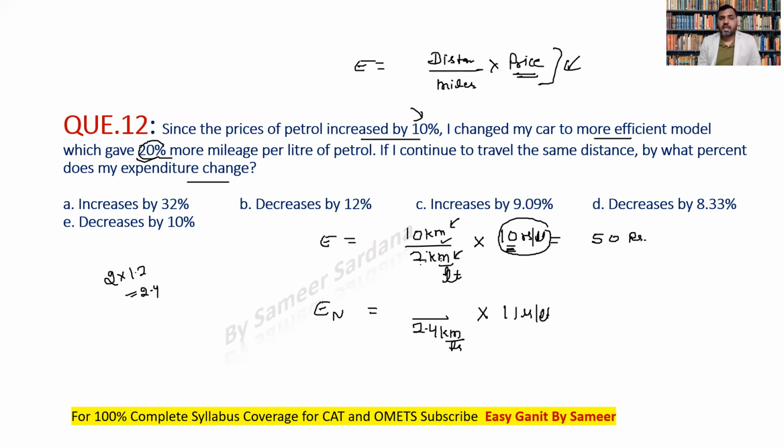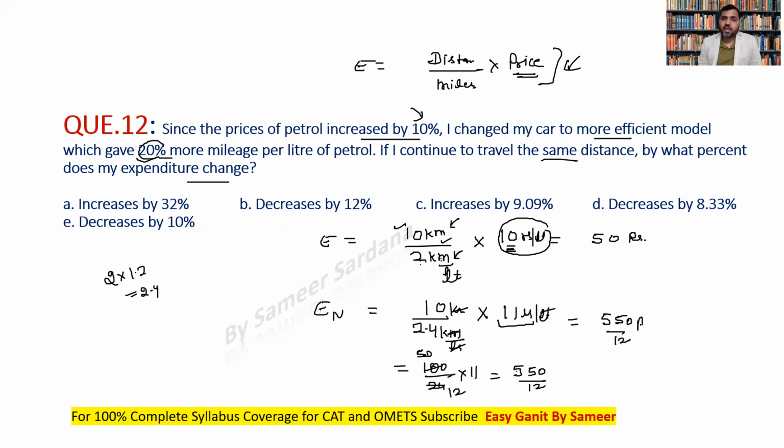It is also given to you that I continue to travel the same distance. That means the traveling distance is still the same. What are the expenses now? You see that kilometer will get cancelled. This will leave a liter, and liter will also get cancelled, and finally I'll get the price. Just solve this, right? This is 100 upon 24 multiplied by 11. This is 550 upon 12. So guys, the new expense is now 550 upon 12.